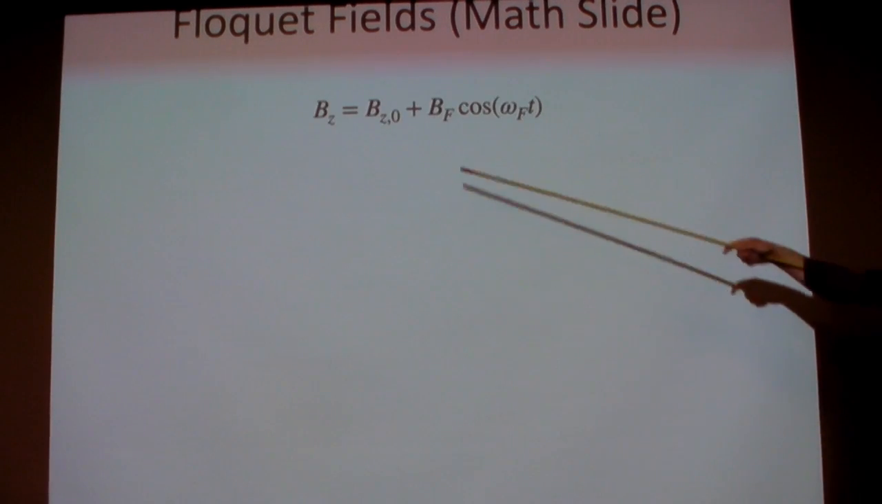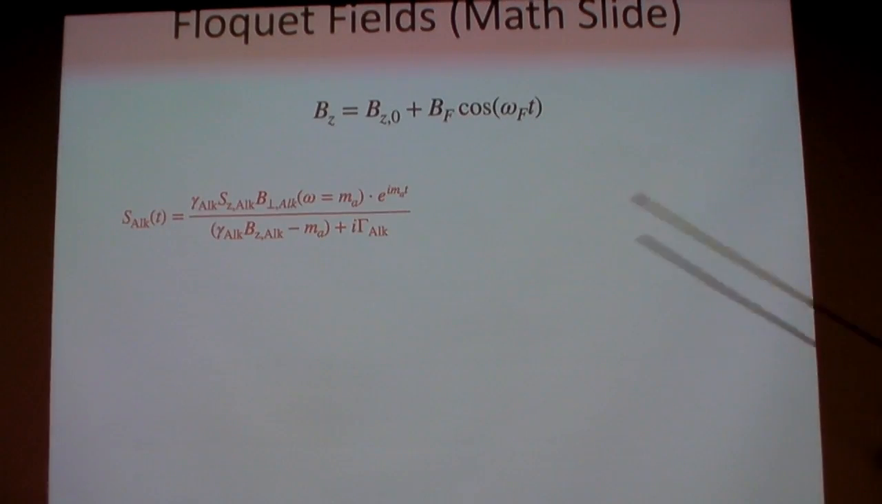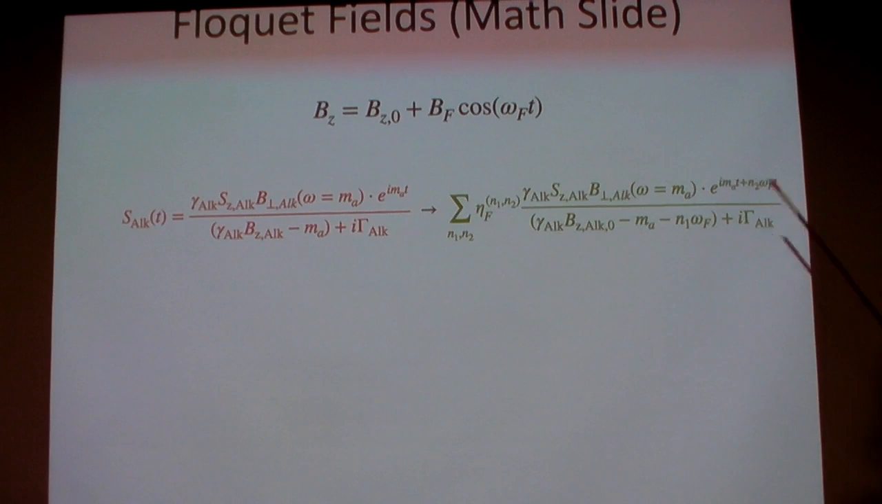And I'm going to tell you a bit about Floquet fields. First, we're going to have a math slide, then we're going to have a more fun illustration slide. This is what a Floquet is. It is essentially modulating your field in the z direction. And if this was our previous solution, it is now going to become a mess, which is this expression.